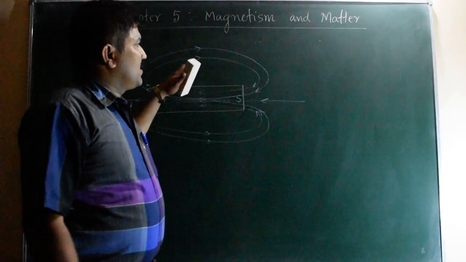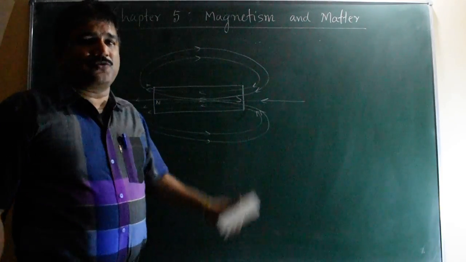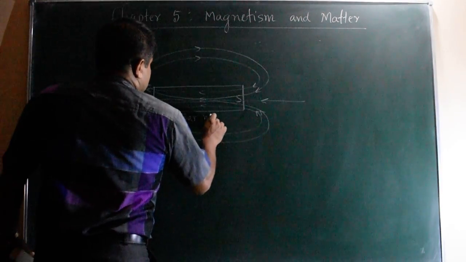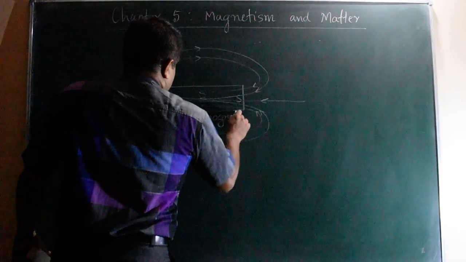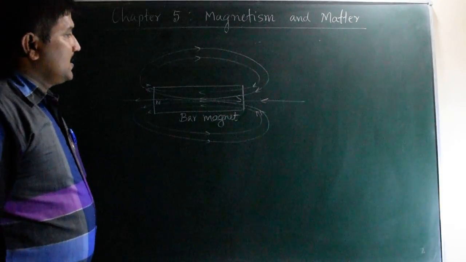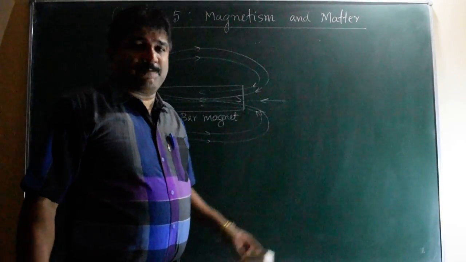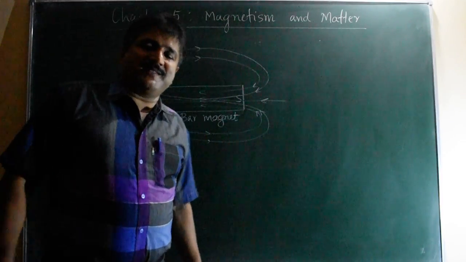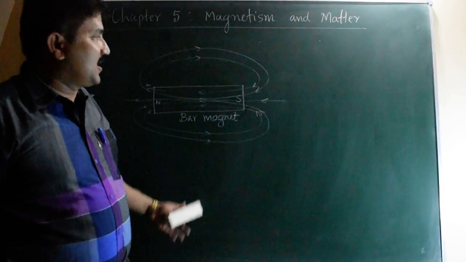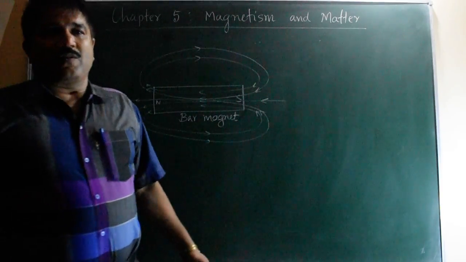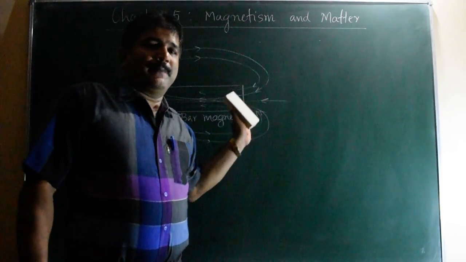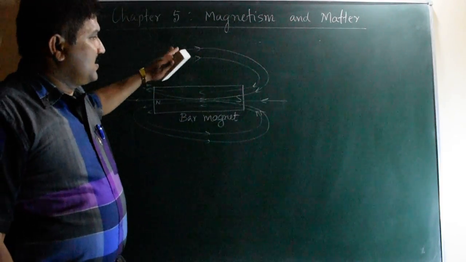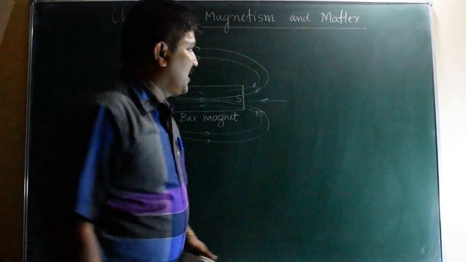This is a bar magnet. Field lines due to a bar magnet. Then next, the magnetic field line properties. Magnetic field lines are the pictorial or imaginary representation of the magnetic field around a configuration like a magnet or a current carrying solenoid. Then some properties of magnetic field lines.